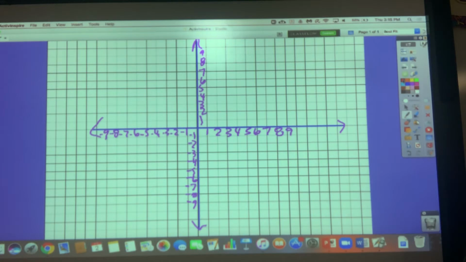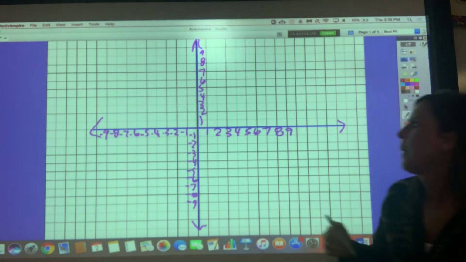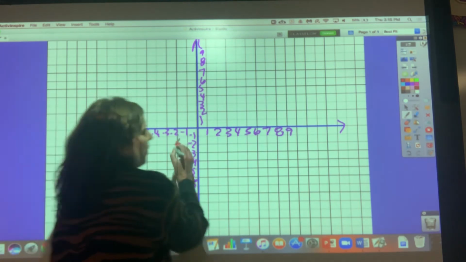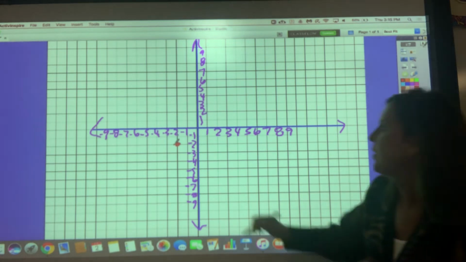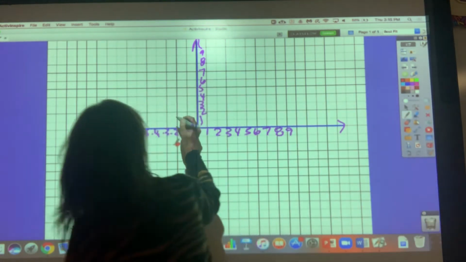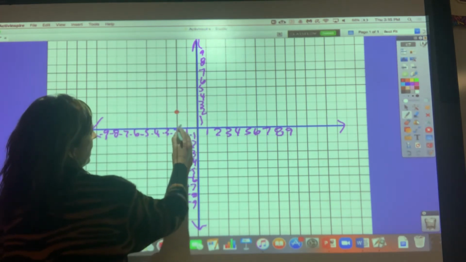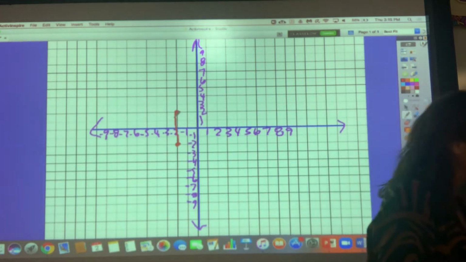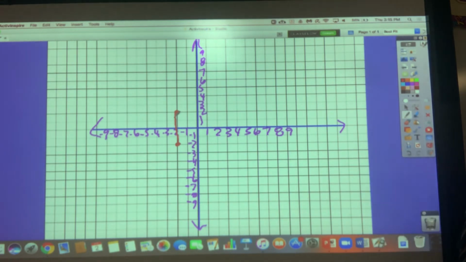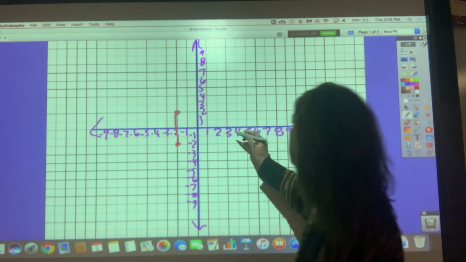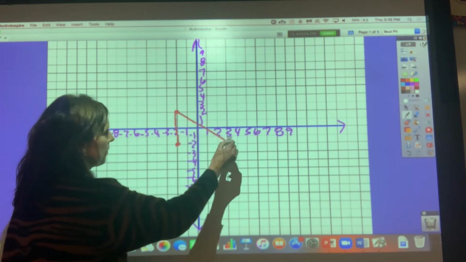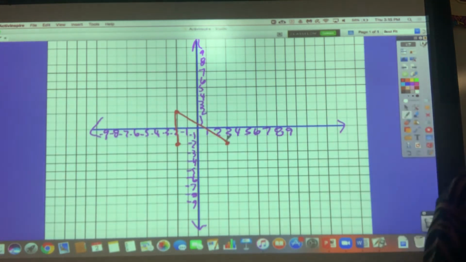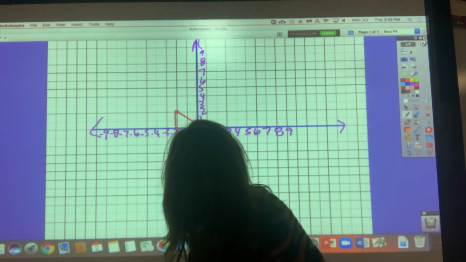Okay, we have our first point is going to be -2, -2. Our next point is going to be -2, 2. So again, I'm going to go ahead and connect those. So -2, -2, and then -2, 2. Our next point is going to be 3, -2. So I'm coming down here. Okay, 3, -2.